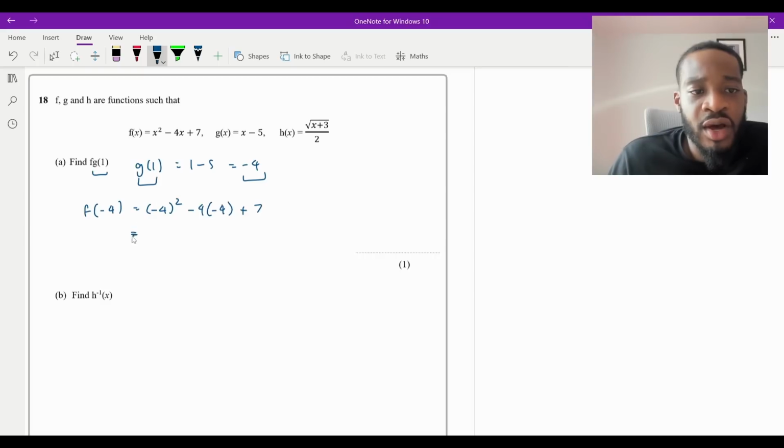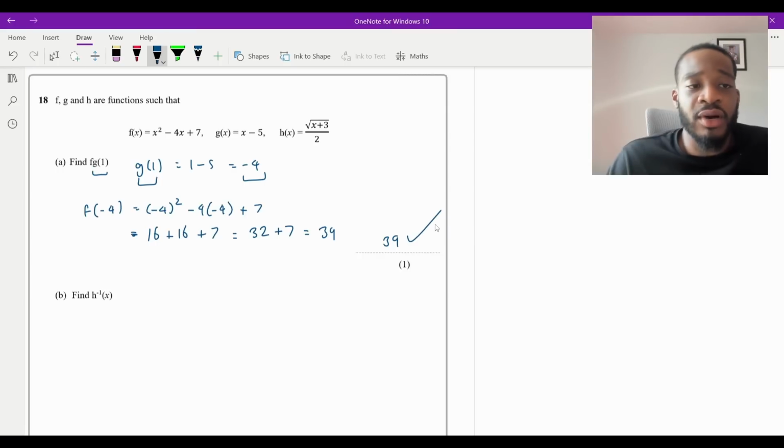Now, be careful, you have no calculator. Minus 4 all squared is minus 4 times minus 4. Those are two negatives, so that's going to be a positive 16. And then it's the same thing with this one, another plus 16. And then we're adding on 7. 2 16s are 32. 32 plus 7 is 39. So therefore, f of g of 1 is just 39. And that's the first part done.